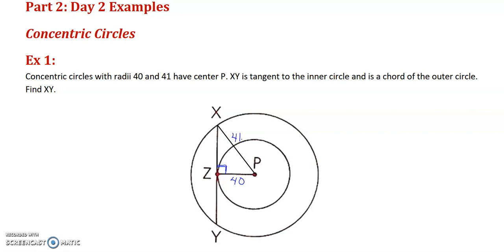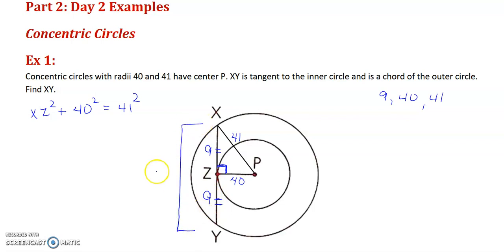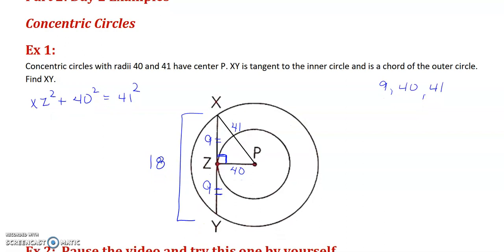Now, if you didn't recognize this as the Pythagorean triple, 9, 40, 41, then you would have to do the Pythagorean theorem, so that you would say XZ squared plus 40 squared equals 41 squared, and then solve for XZ. But I know it's the triple, and to expedite this, I'm just going to label that 9. I also know if a radius is drawn perpendicular to a chord, then it bisects the chord, so that ZY is also 9, which makes XY 18.